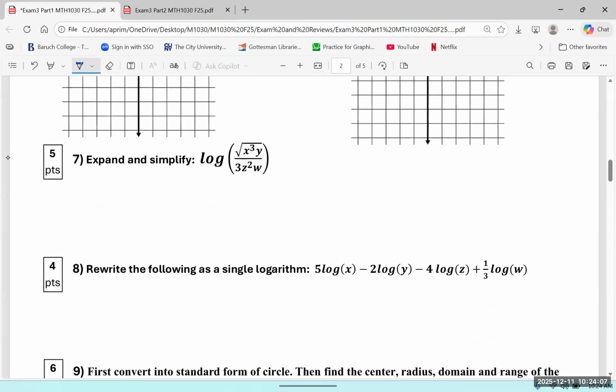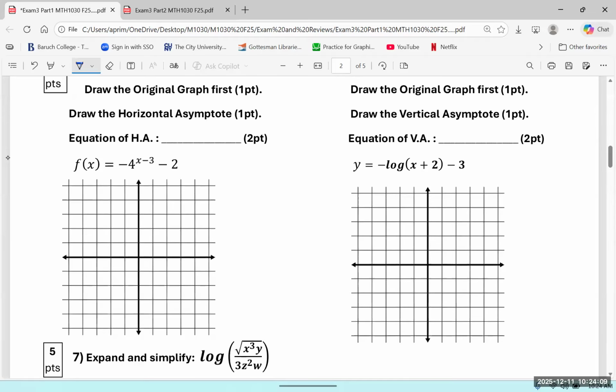So to graph, I said first draw the original graph. Why? Because if you compare the original graph with the transformation, then you can see what's going on. So for an exponential graph, it always goes through the y value 1, and it's increasing quickly. This is the original 4 to the x.